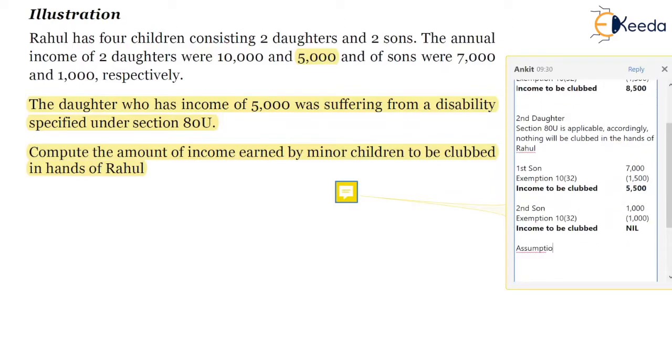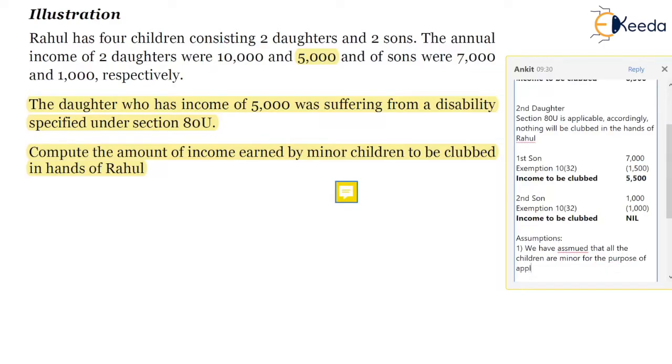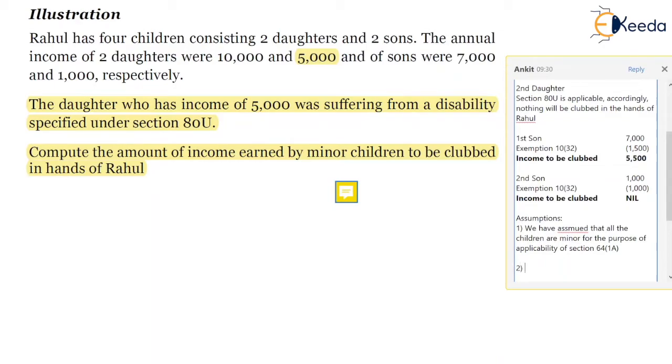And friends, assumptions. First of all, we have assumed that all the children are minor for the purpose of applicability of section 64(1)(a), correct? Second, the point which we discussed was two daughters, two sons, that is fine. Okay.